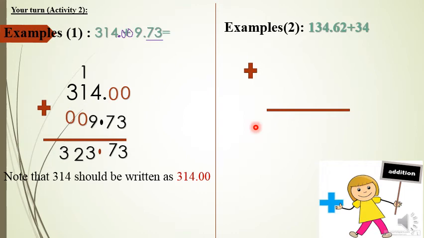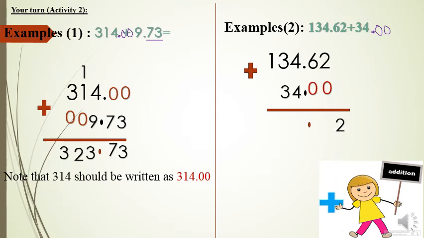Look at the second example, 134.62 plus 34. Let's start writing the first decimal number. How to write this number? We put a point beside 34. And then we write the point under the point. And it's 34 point. So how many zeros should we put? We should put 2 zeros under the 6 and under the 2. So it will be 34.00. And now we are ready to add.